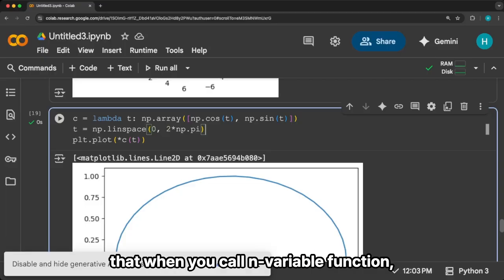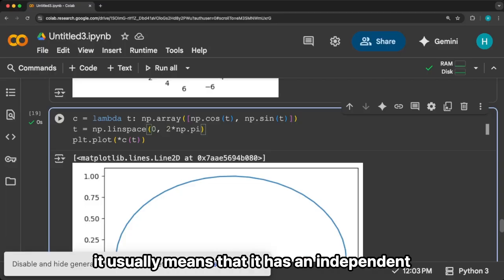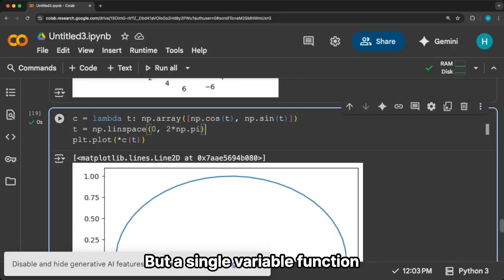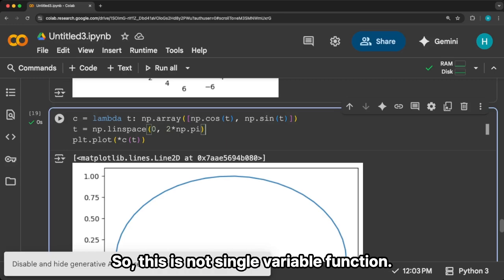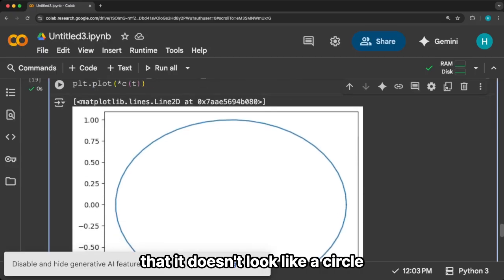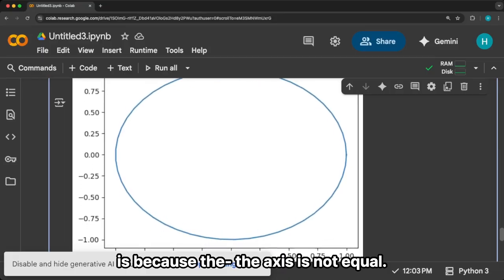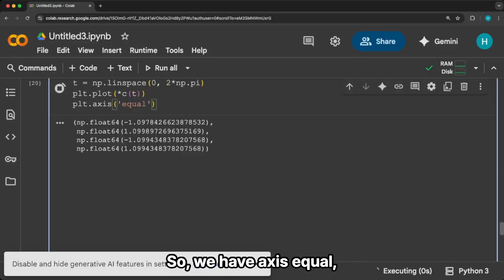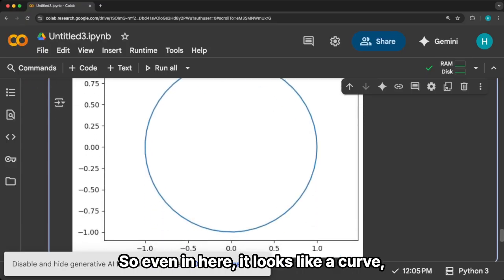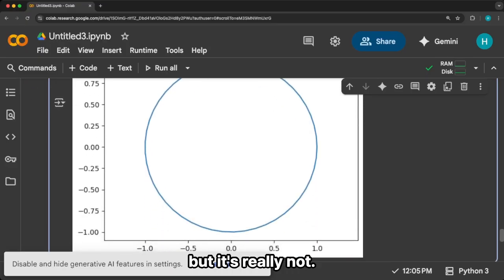You have to distinguish that when you call it an n variable function, it usually means it has n independent variables, where n is bigger than 1. A single variable function only applies when you have one independent variable and one dependent variable. So this is not a single variable function. The reason it doesn't look like a circle in the picture is because the axis scale is not equalized. So with axis equal, you can see an actual circle.